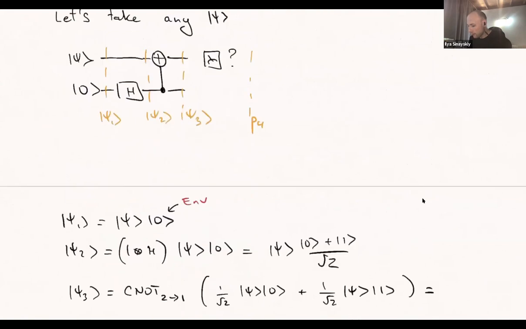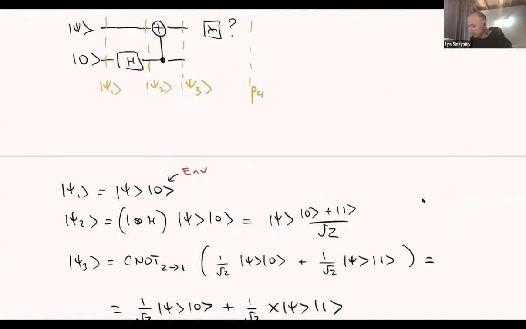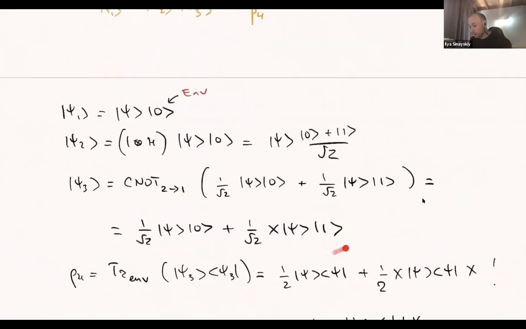Psi one is our initial state. Psi two is the Hadamard on our ancilla. We get this. Psi three is the CNOT, but in the reverse order, so our control qubit is qubit two and the target qubit is our system. So we get a state like this, because when qubit two is in zero, nothing happens, and when qubit two is in one, we apply X. Good. If we now take this state, which is a pure state, and trace out the environment, we're going to get a channel which looks like this.